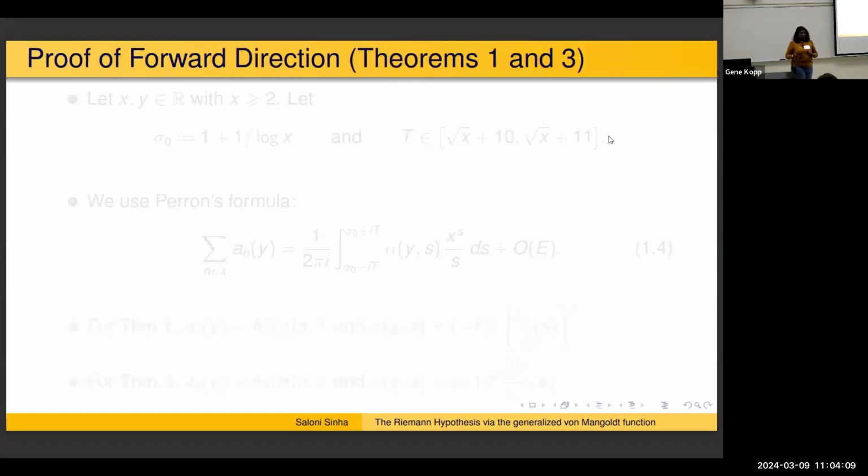Okay, so I'm going to delve a little bit into the proof of the forward and the backward direction. You can see the statements are really similar. So we prove theorem 1 and 3 together, and 2 and 4 together. 1 and 3 is basically the forward direction. 2 and 4 is the reverse direction.